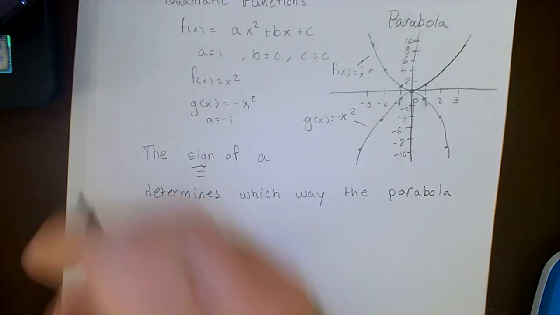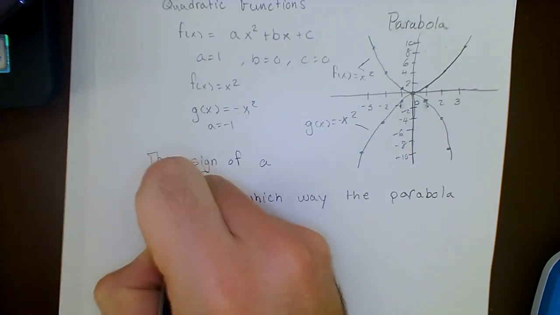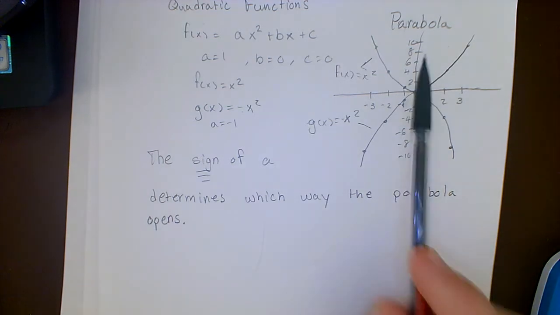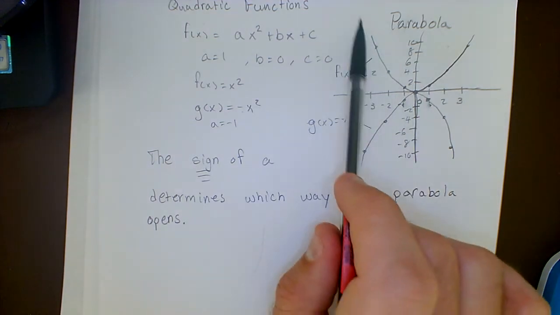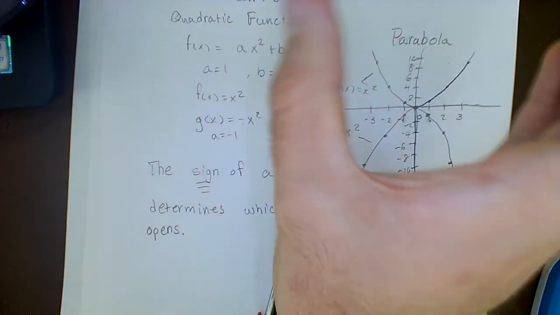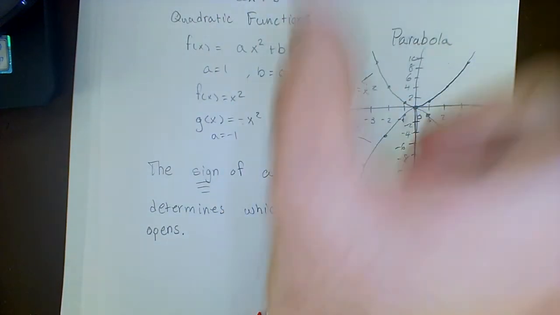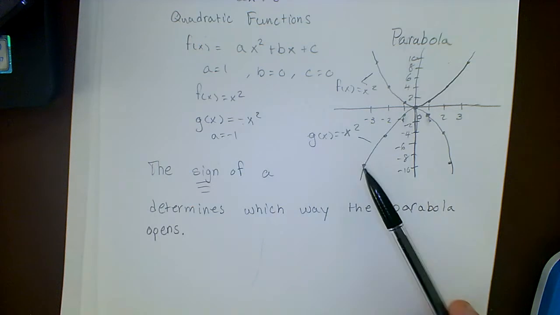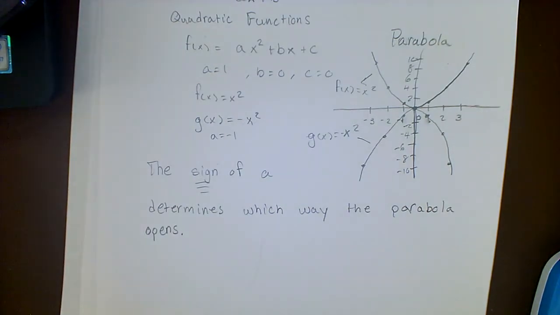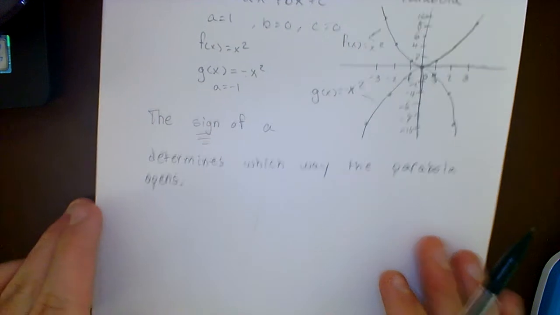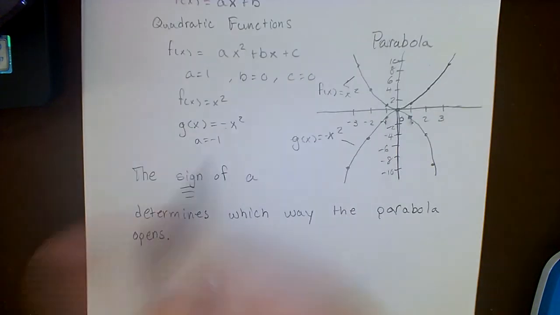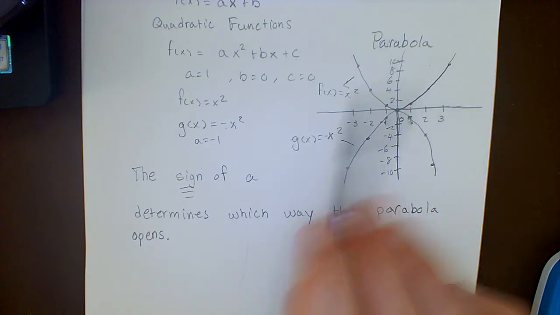In calculus we call this upward opening parabola concave up, because it's like a cave, and then the cave opens upwards. And then here we call this parabola concave down, because it's a cave going down. Okay, so that's the first part that we need to know about a.